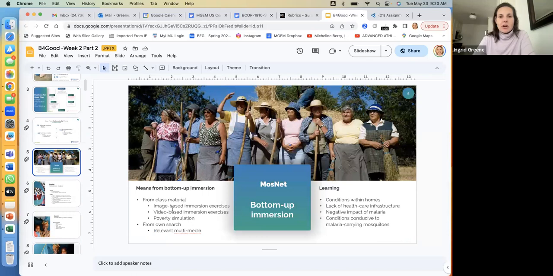So the means are, again, how did you get that information? Many of you will just cut and paste this piece, but detail, what did you learn from the image-based immersion exercises? What did you learn from the video-based immersion exercises? We did those in class, and then you also did those as a homework assignment. You did a poverty simulation with Professor Duncan. What did you learn from listening to him and going through those exercises, taking those surveys about what the people should do in those types of dire situations?